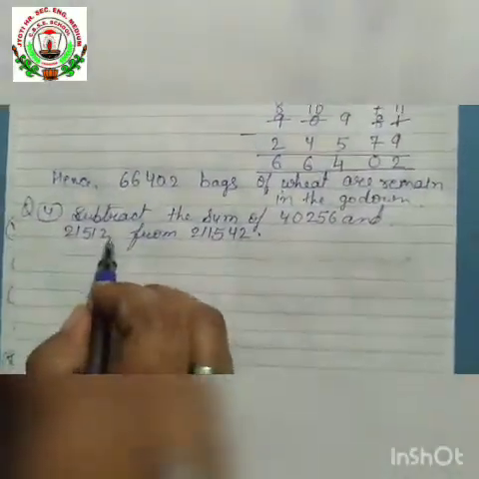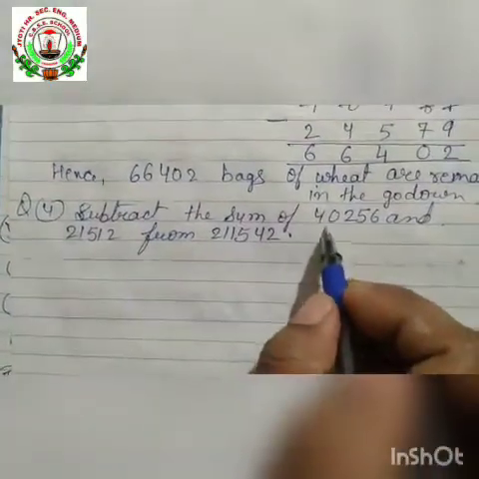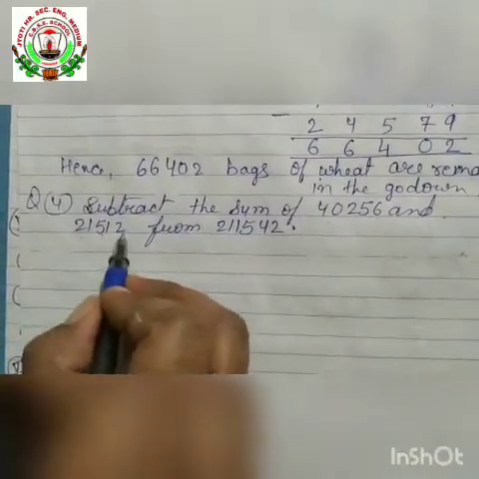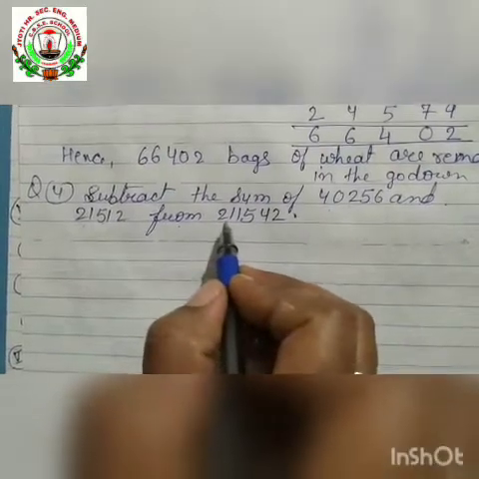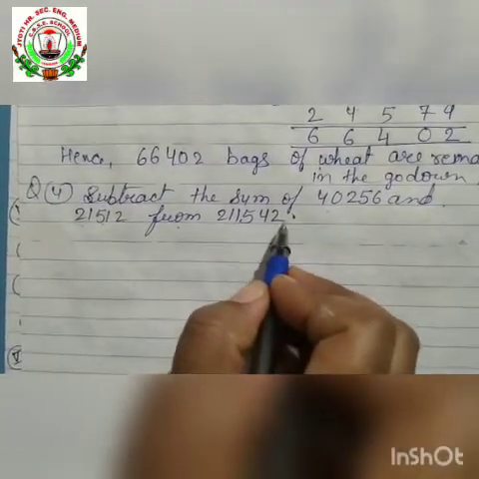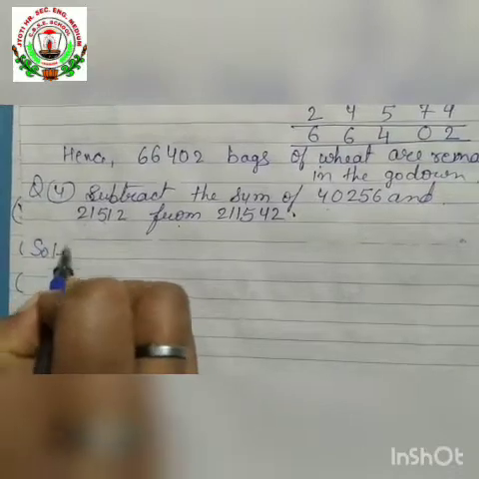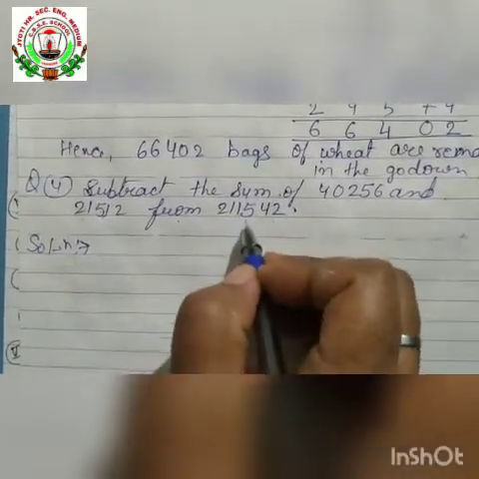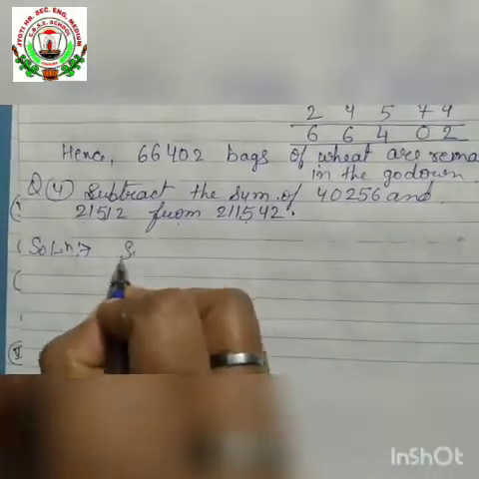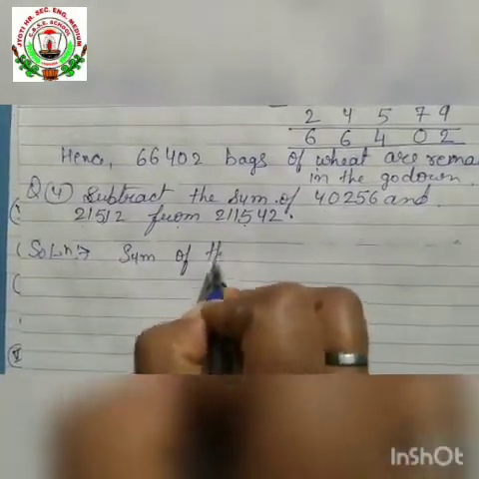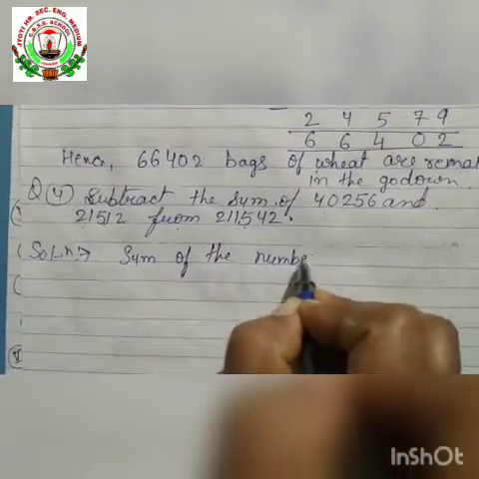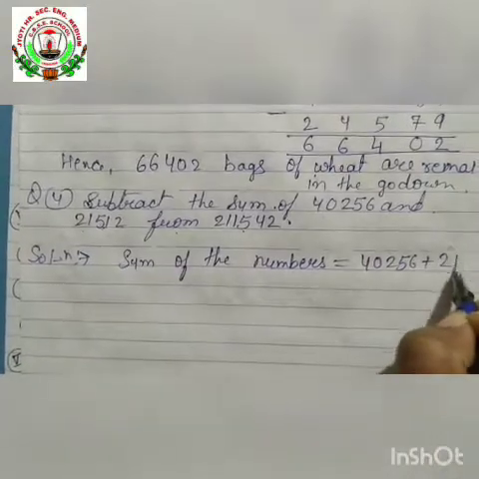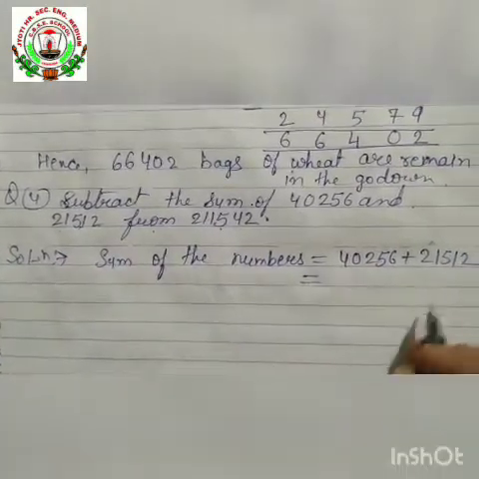Now next question we will see. Subtract the sum of 40,256 and 21,512 from 2,11,542. Children, in this question first we will add these two numbers because they are asking for the sum. Then we will subtract it from this number. So we will write first the sum of the numbers. One number is 40,256 and the second is 21,512. Now we will add it first.